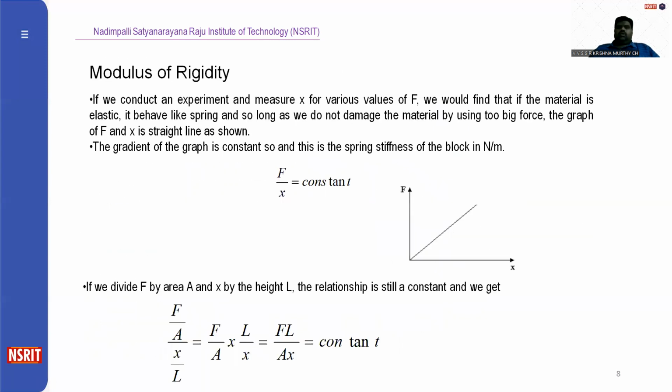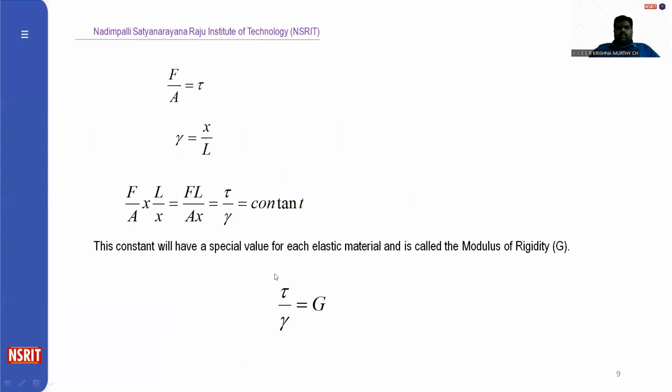Next, what do we mean by modulus of rigidity? In general, modulus of elasticity is nothing but normal stress by normal strain, whereas modulus of rigidity is nothing but shear stress by shear strain. For a simple explanation, taking a spring as an example, within the load, F by x is constant. This shear stress by shear strain is called the modulus of rigidity.